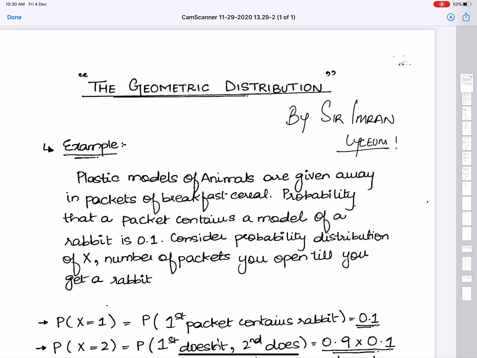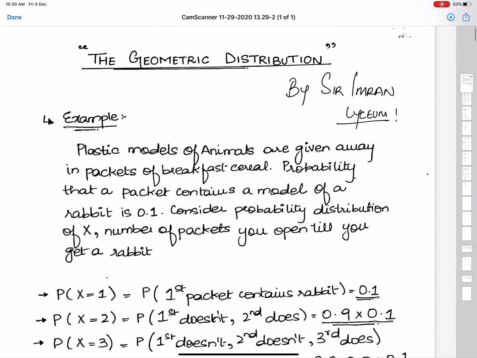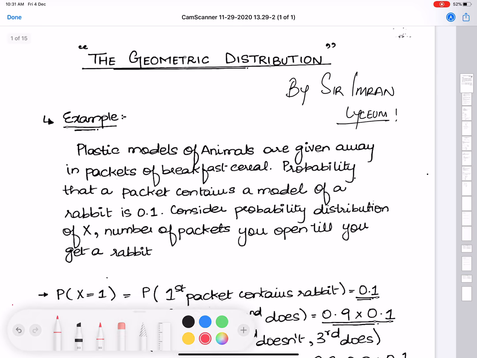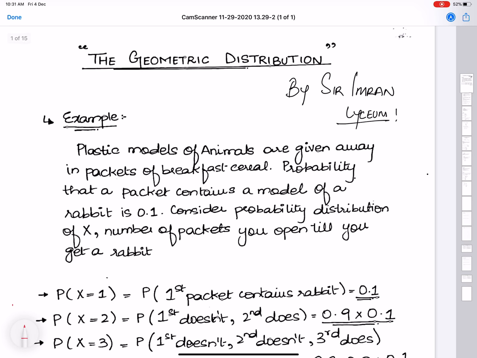Now let's understand geometric distribution with this example and with some other examples as well. The geometric distribution. Example: plastic models of animals are given away in packets of breakfast cereal. The probability that a packet contains a model of a rabbit is 0.1. Consider the probability distribution of X.